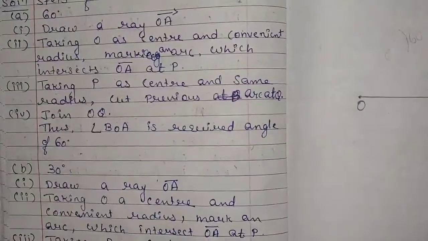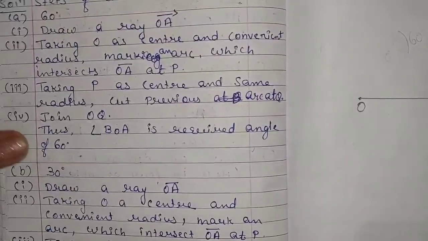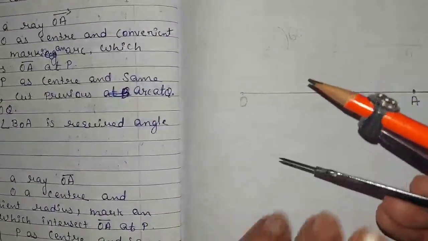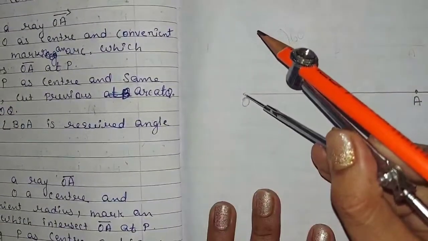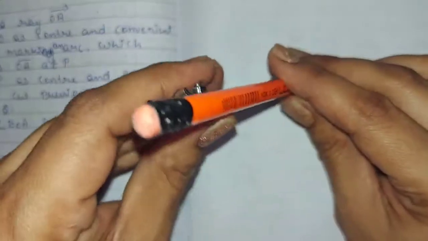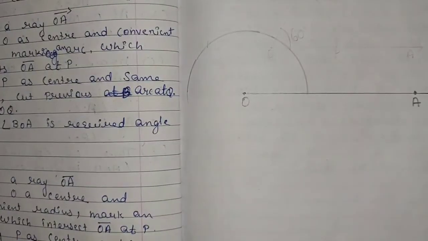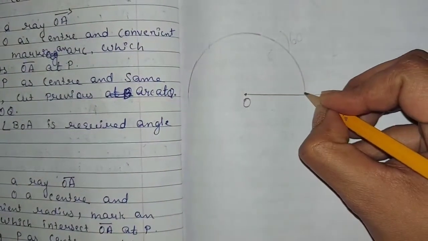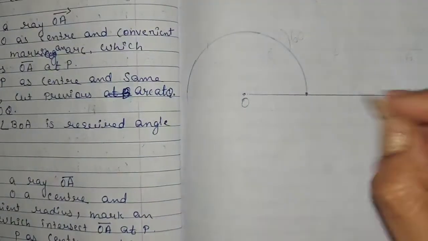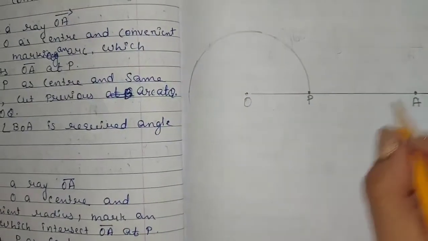Number 2. Taking O as center and convenient radius, mark an arc which intersects OA at P. So students, let us open the compass to our convenient radius. Now we have to take O as a center and draw an arc. So students, this is our arc. Now it is said in the question that we mark an arc which intersects this OA at P. So P intersects OA. Now let us see the next step.